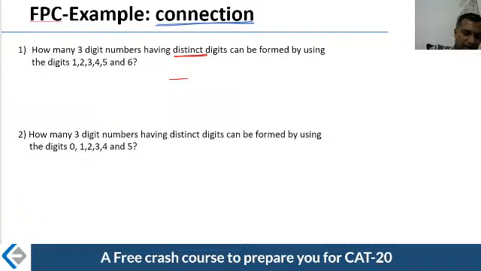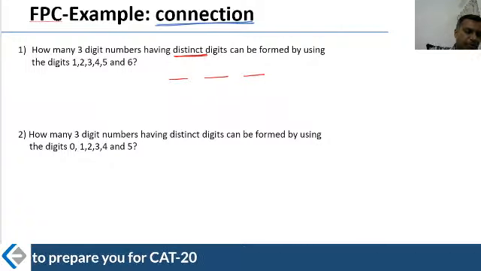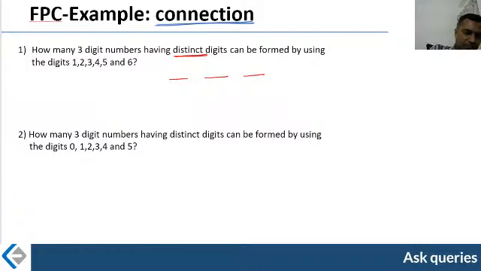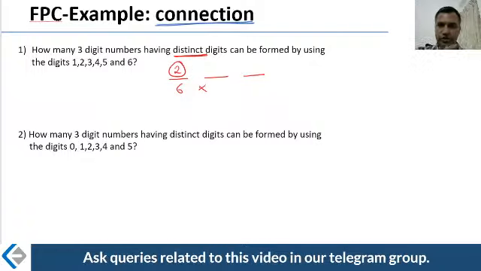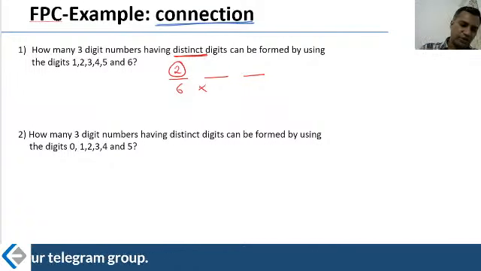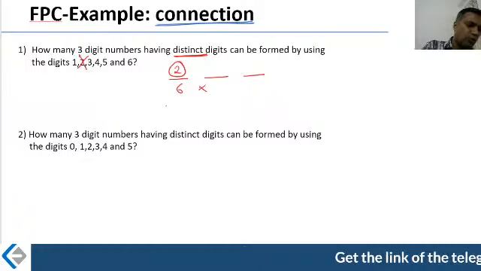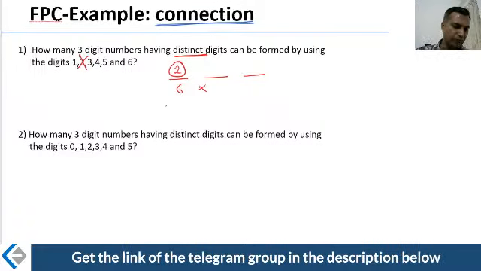In the sense, when I'm writing my three-digit number, the first place can be filled in 6 ways. Let's assume that you used a 2. You had a choice of 6 digits on your keyboard. But the point is, once you used a 2, the 2 is removed. 2 is deactivated. Now you can't use the digit 2 once again. So if I can't use a 2, the second place can be filled in how many ways? 5 ways.